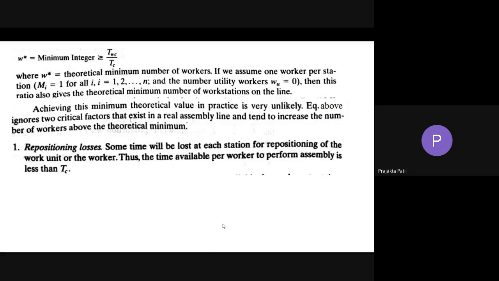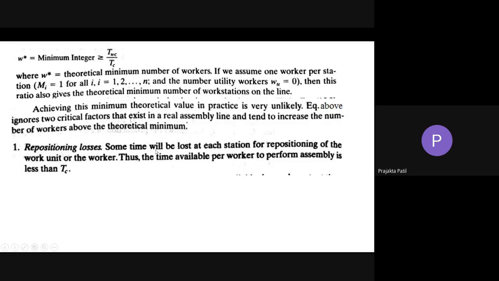Achieving this minimum theoretical value in practice is very unlikely. The above equation ignores two critical factors that exist in a real assembly line and tend to increase the number of workers above the theoretical minimum. As we said, this equation basically ignores two critical factors, and the first is repositioning losses.